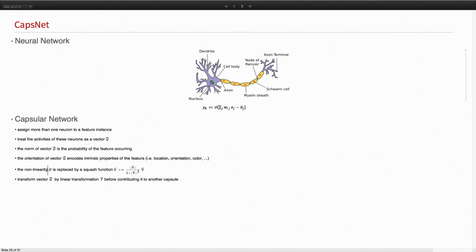Then instead of having a nonlinearity function sigma, a ReLU or whatever, we have a squash function which essentially does this to a vector. It normalizes it to something between 0 and 1 and has a kind of nonlinear shape. And then last but not least, when you pass a vector activity of one capsule onto the next capsule, you can possibly do a linear transformation T in doing so.